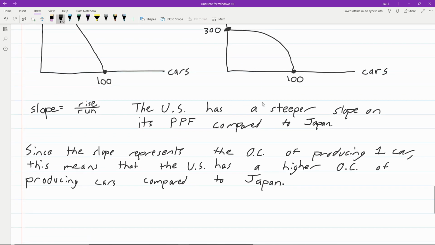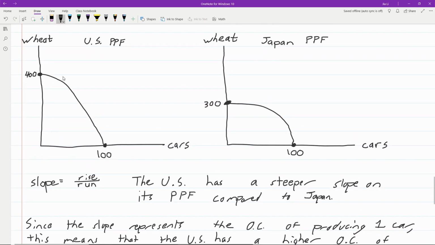And that works out for all the different countries that are trading with each other across the world. Of course, that's not to say the United States only produces wheat and we don't produce any cars, or that Japan only produces cars and doesn't grow any wheat for themselves, because obviously that's not true, right?